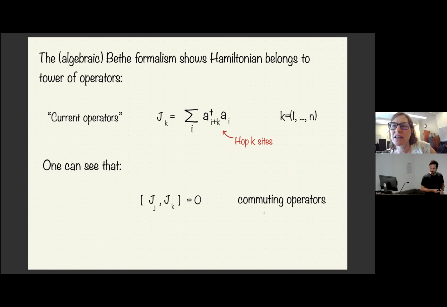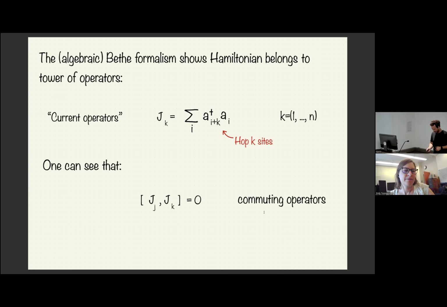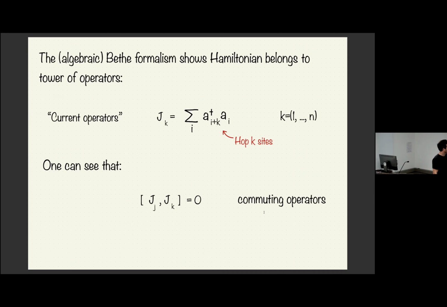Can I just ask, are j and k sites or like single particle wave numbers? They're sites. Thank you. And the J's commute with the Hamiltonian as well? Yes. J0 is the Hamiltonian. Yeah, J1 is the Hamiltonian. Yeah. Well, rather it's like, yeah.